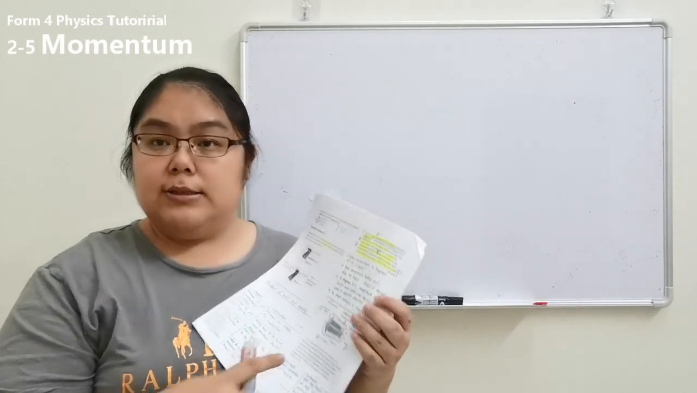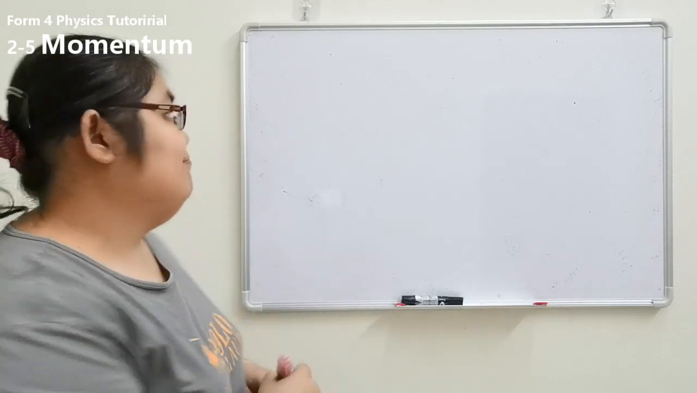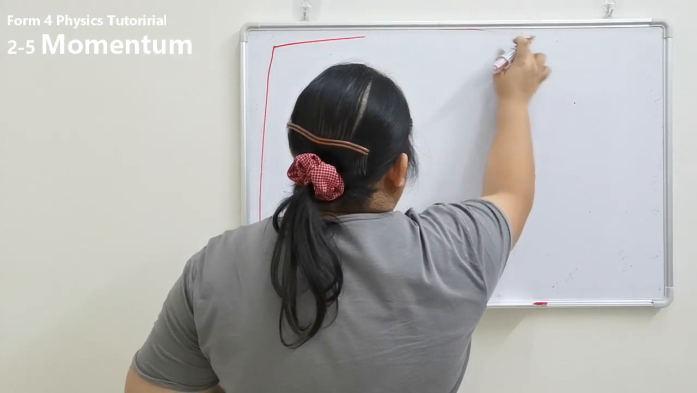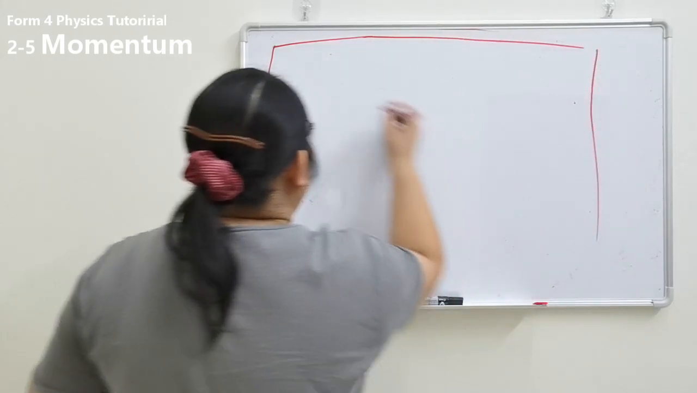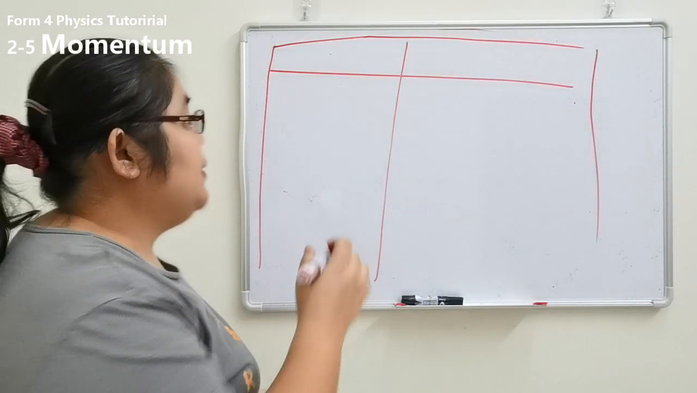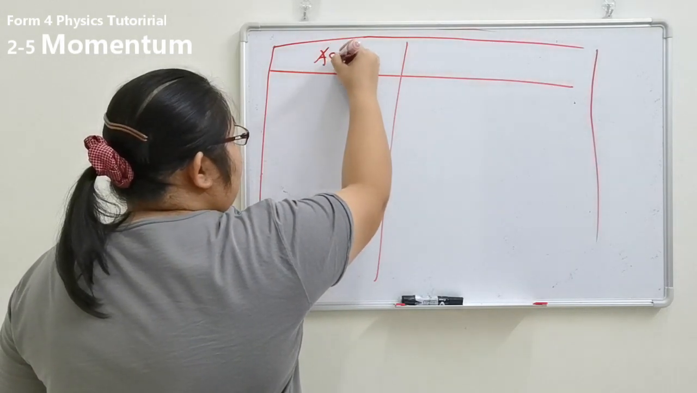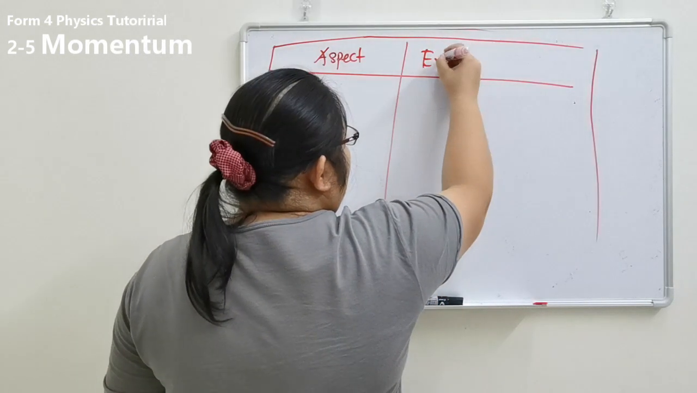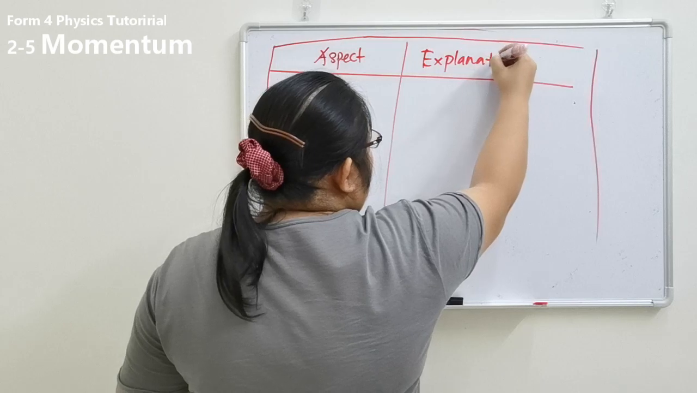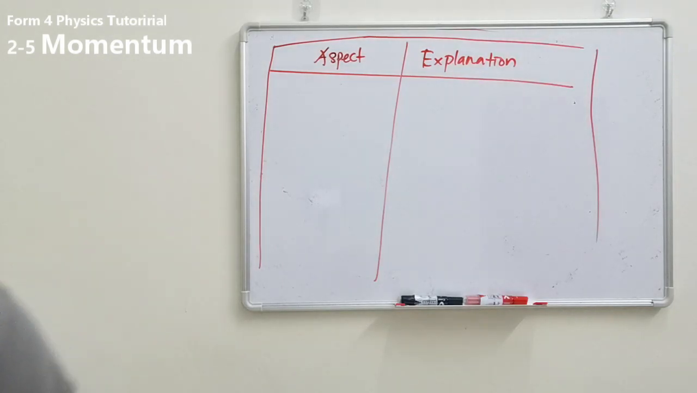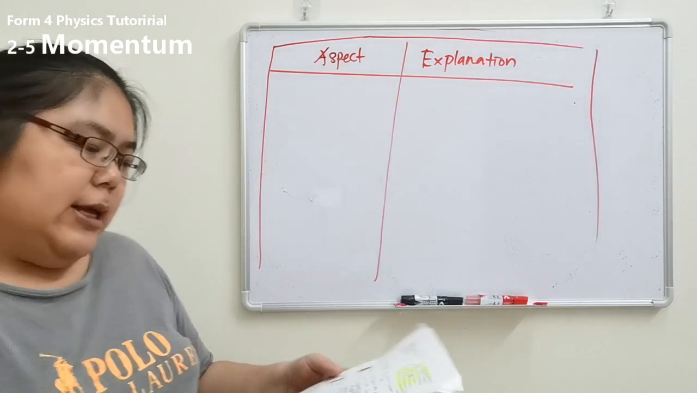Okay, to solve this question, first step, we draw the table first. One column we label aspect. Another one should be explanation. Okay, then we follow the labels in the diagram.